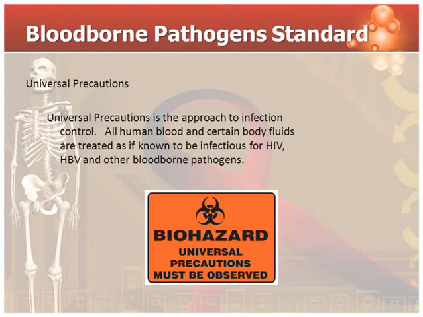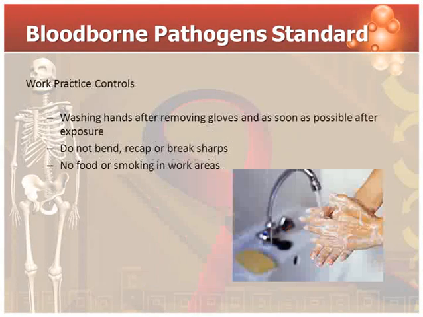Universal precautions is the approach to infection control. All human blood and certain body fluids are treated as if known to be infectious for HIV, HBV, and other bloodborne pathogens. Work practice controls include washing hands after removing gloves and as soon as possible after exposure. Do not bend, recap, or break sharps, and there is to be no food or smoking in the work areas.